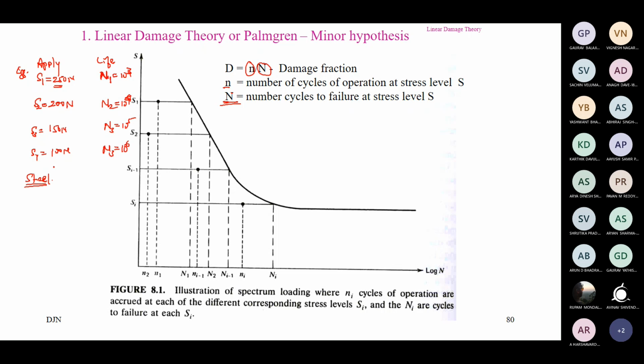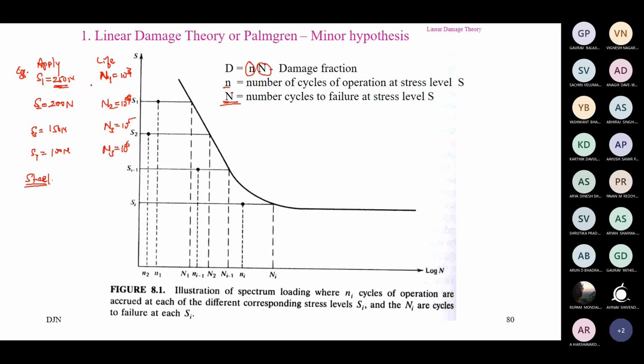Now in your practical application, you are applying a 250 Newton load, but not for 1000 cycles. You may apply it for 500 cycles, or you may apply it for 200 cycles. It is left to you, depending on the application. The application is such that the 250 Newton load is applied only for 100 cycles.